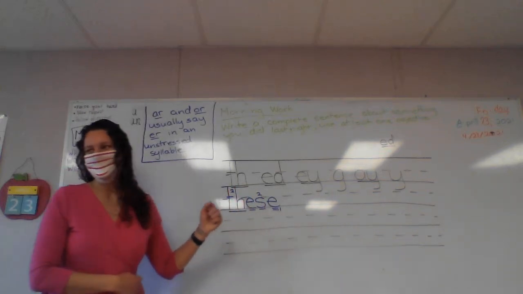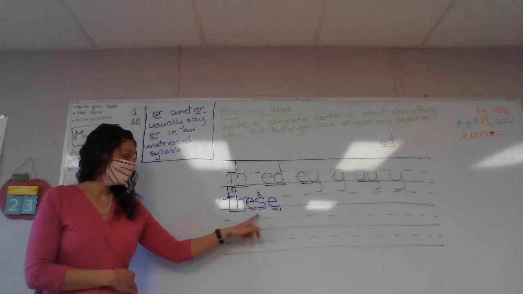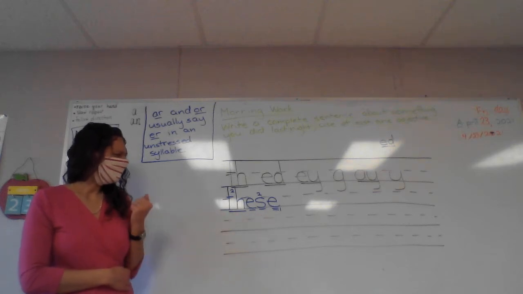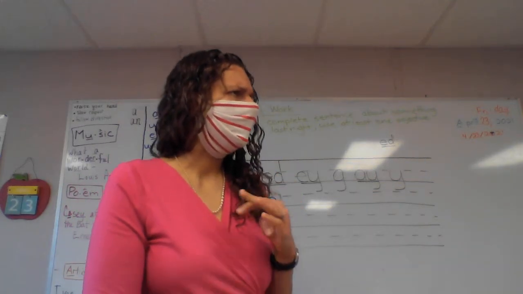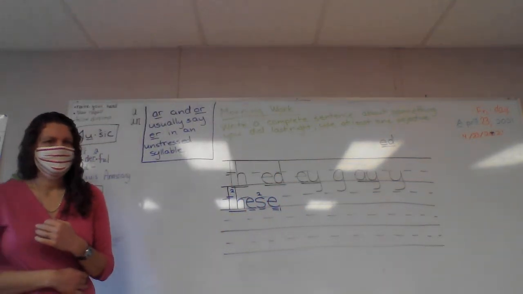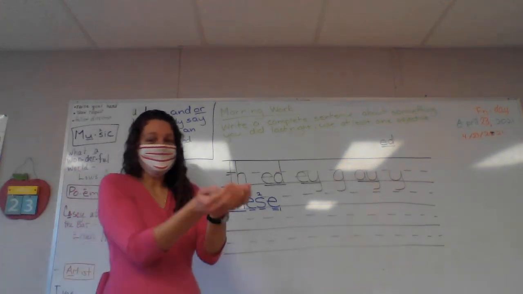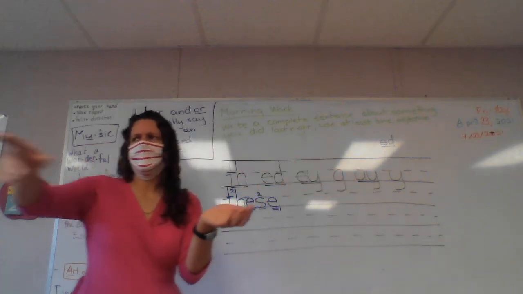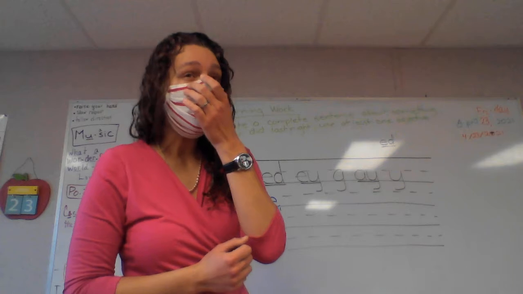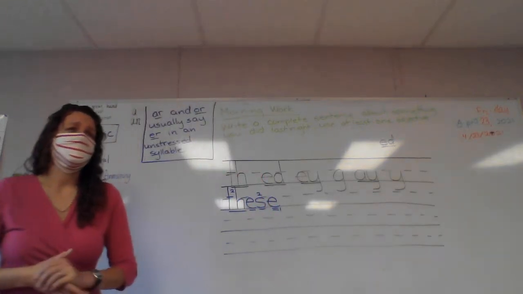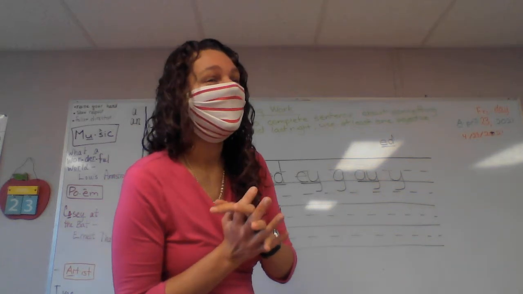All right, let's read our word. These. All right, next we're going to write the antonym or the opposite of these. Do you know what it is? Tell me. Those. Those, good. We're not talking about these books, we're talking about those books over there. All right, good. Our next word is those. I thought those cookies were delicious. Those.